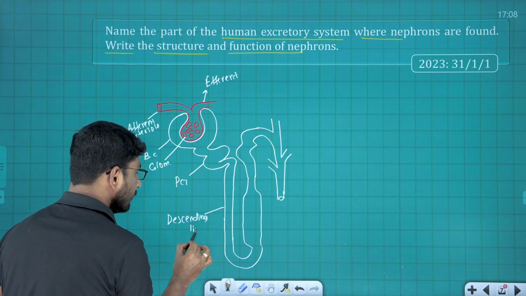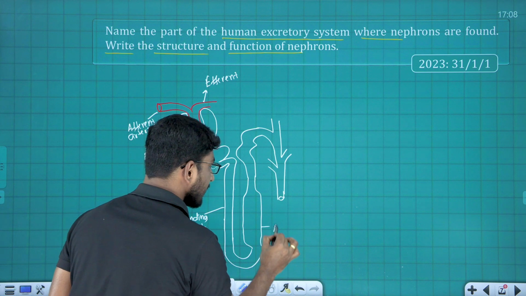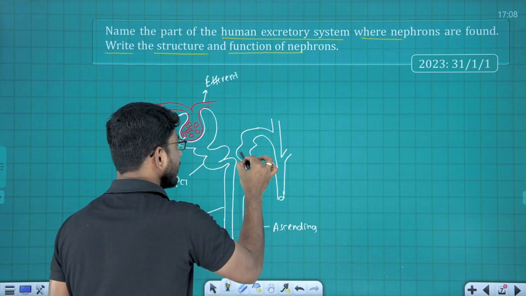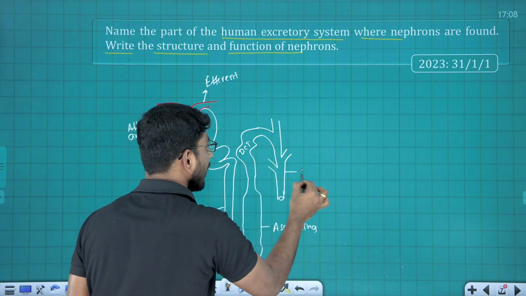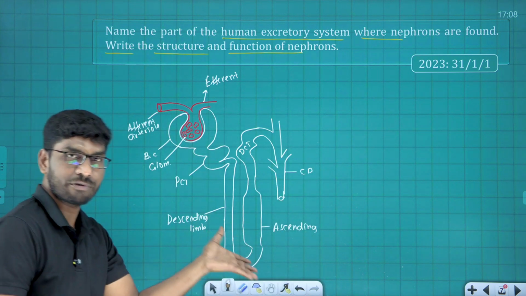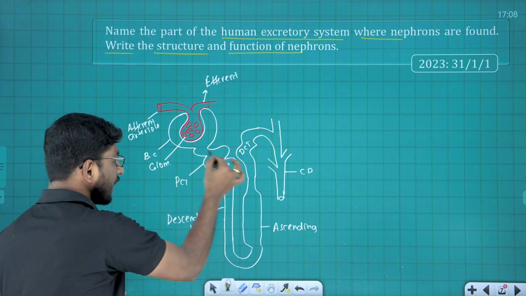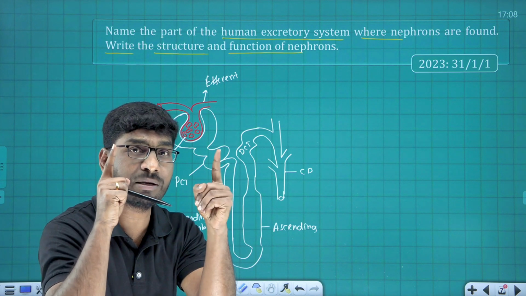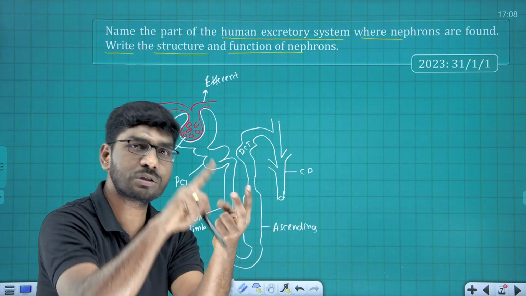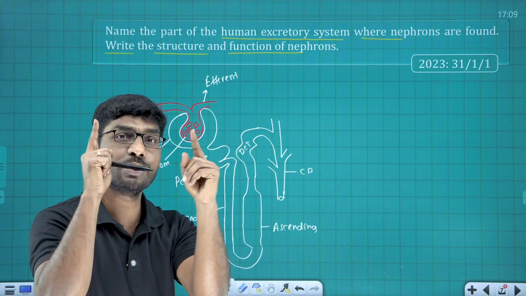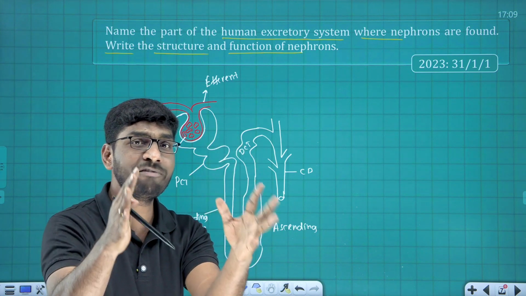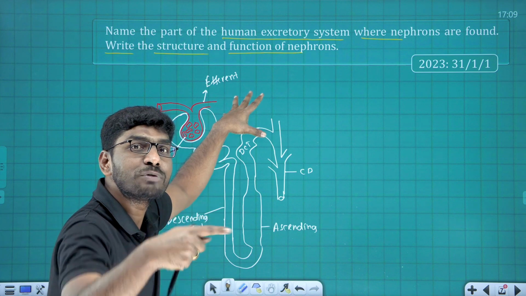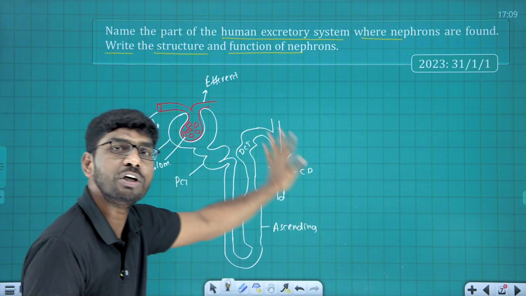Descending limb. Now this one is called the ascending limb of the loop of Henle. This one is called DCT and this one is the collecting duct. This is the structure of the nephron, where, remember all of you, in this entire tube-like structure, the nephric tubule, reabsorption of important and vital substances like glucose and amino acids takes place. Urine formation: blood filtration and filtrate formation in the Bowman's capsule, and essential substance reabsorption in the nephric tubule.